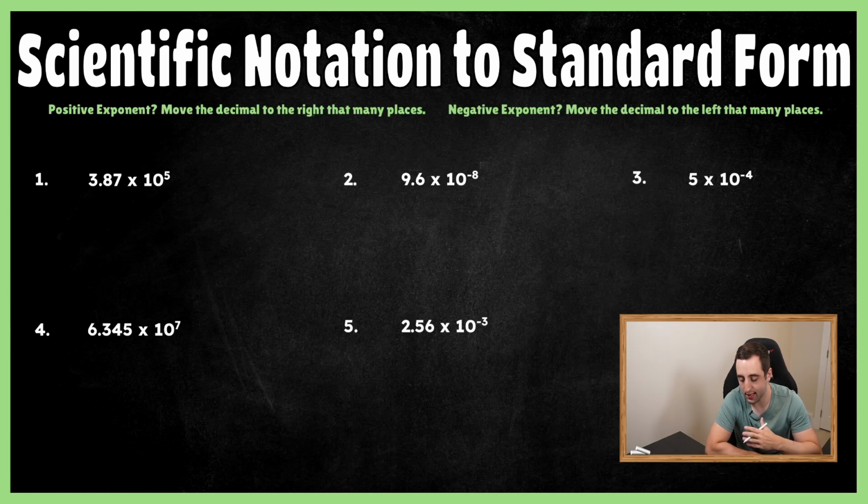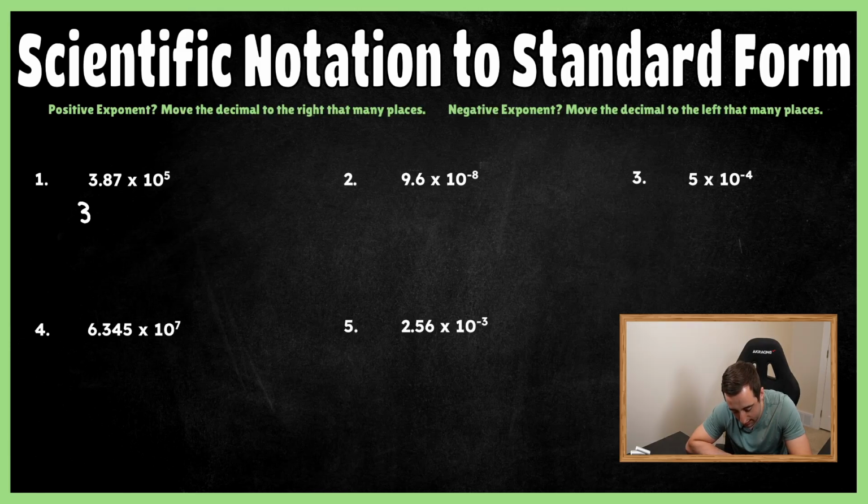And what we do for scientific notation back to standard form is it all has to do with our exponent. If the exponent is positive, in this case, number one, our exponent's 5 and it's positive, we're going to move our decimal point 5 place values to the right. Now, if it's negative, we're going to move that many place values to the left. So let's go ahead and do number one first.